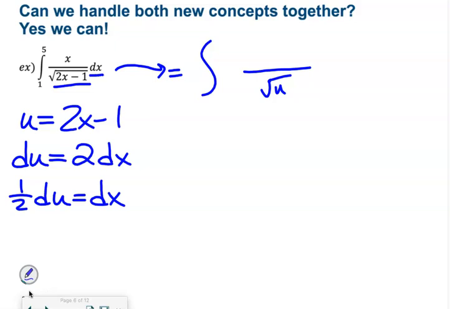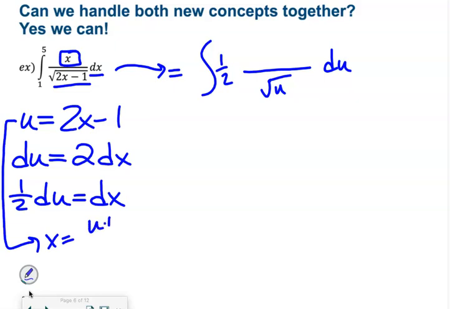What is dx? 1/2 du. Now I've got to rewrite my x. So what does x equal? Well, x equals u plus 1 over 2. And so we have another 1/2, right? I'm going to write it kind of messy first and then clean it up. So what does this equal? You end up with a 1/2 times a 1/2, or a 1/4.